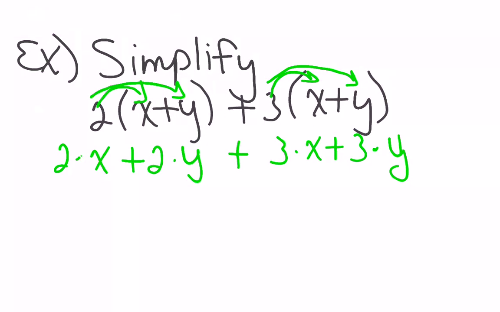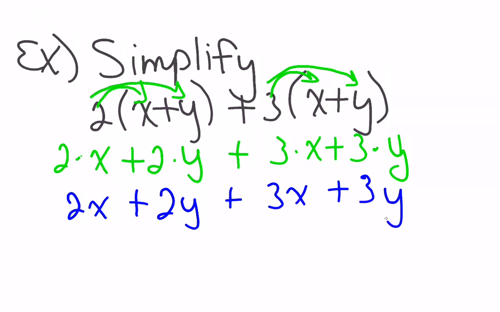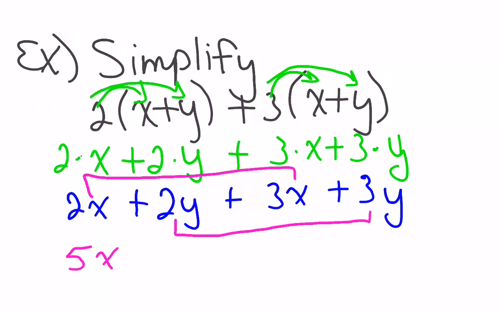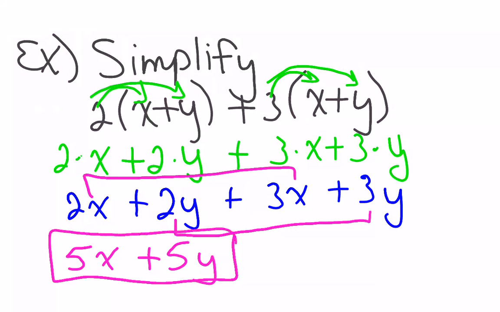So let's go ahead and do those multiplications. 2 times x is 2x. 2 times y is 2y. 3 times x is 3x. 3 times y is 3y. So let's look for any like terms here. So x's are like, y's are like. 2x plus 3x is 5x. And then 2y plus 3y is 5y. And there's our final answer.